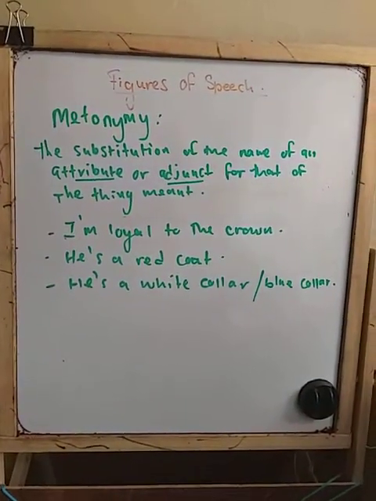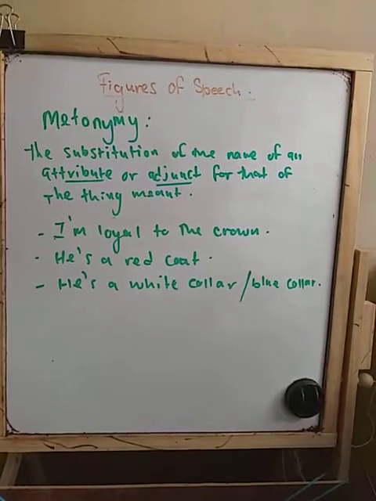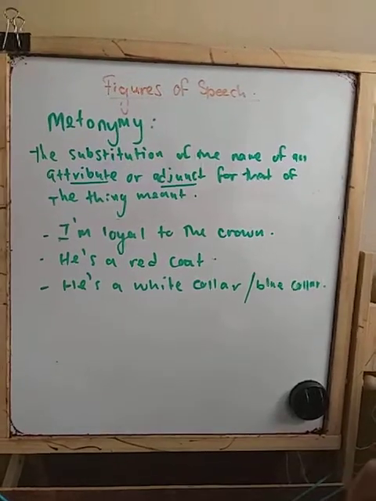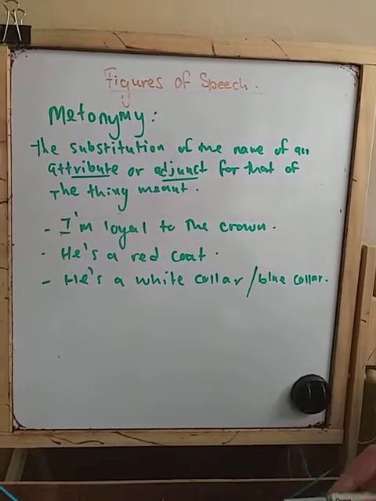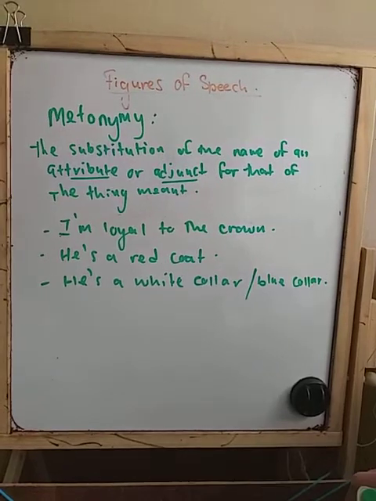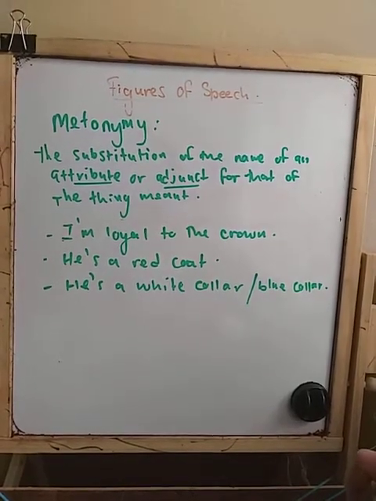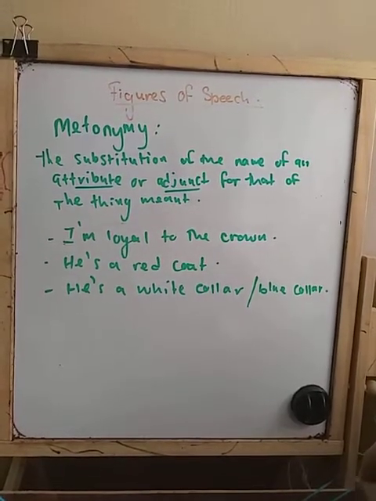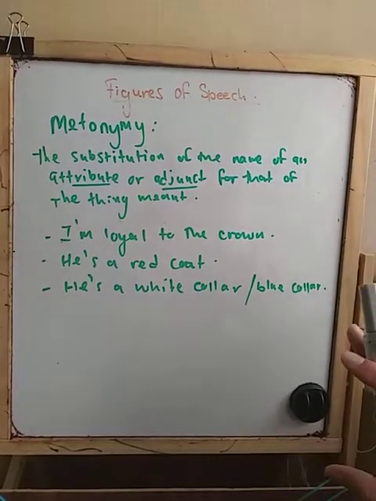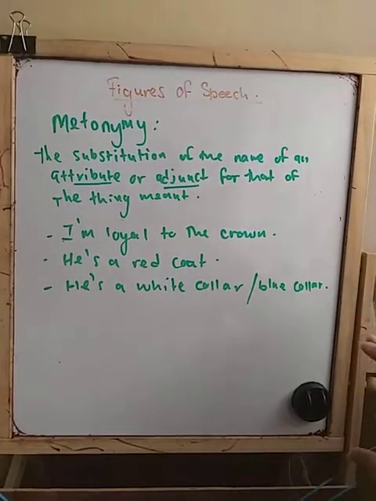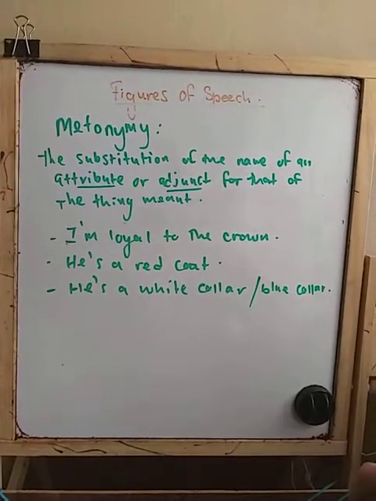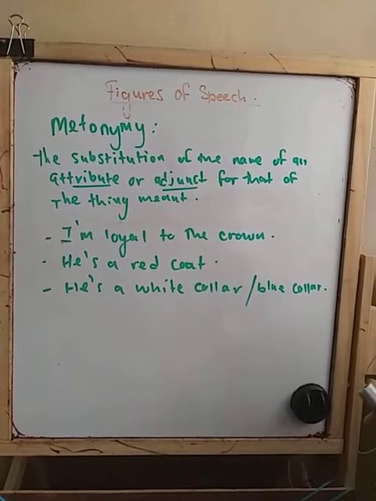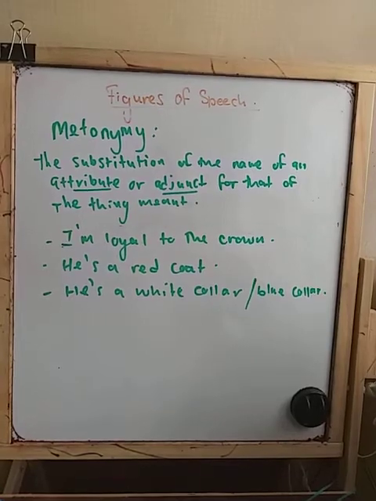And now today we have a new figure of speech which is metonymy. Metonymy. And what is a metonymy? The substitution of the name of an attribute or adjunct for that of the thing meant. Well, it sounds quite complicated, but let me just rephrase this. It means that when you substitute the name of something by one of its attributes.